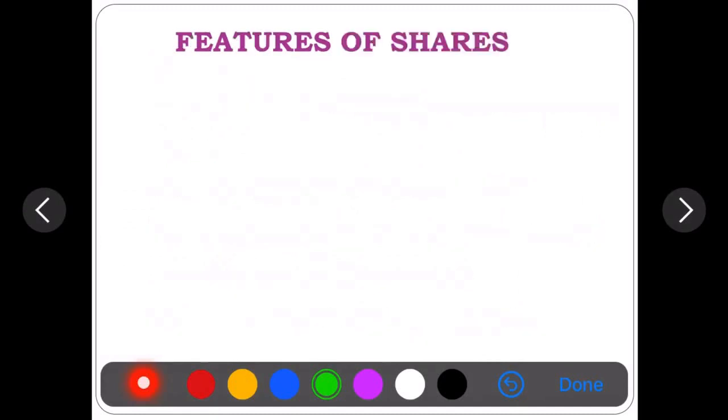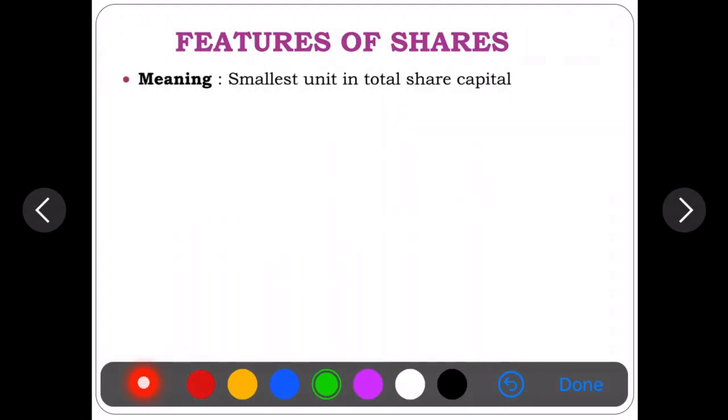The first question which we will be learning about here is, what are shares and what are the features of shares? Here we'll be talking about the general features of shares. First feature of a share talks about meaning, the smallest unit in the total capital of the company. The second feature talks about distinctive number. Now please understand this concept nicely.